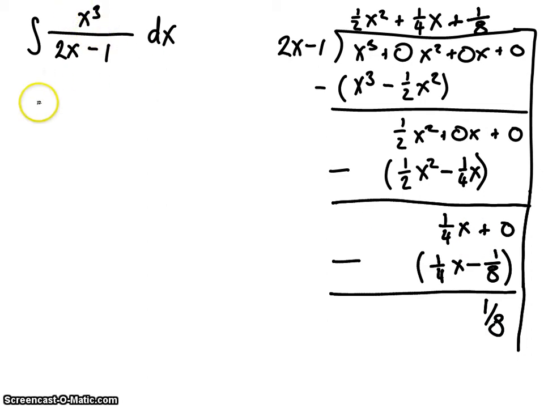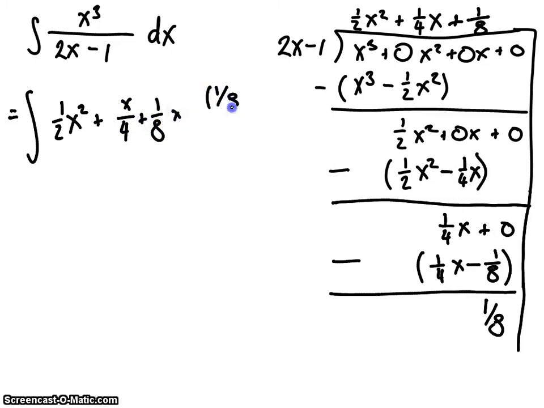So I can rewrite this quotient as being the integral of half x squared plus x over 4 plus 1 over 8, sorry, that looks like a times, should be a plus, 1 over 8 divided by 2x take 1 dx. Now this is something we know how to integrate, because these are just polynomials, and this one, we've got a linear expression on the bottom and a constant on the top.